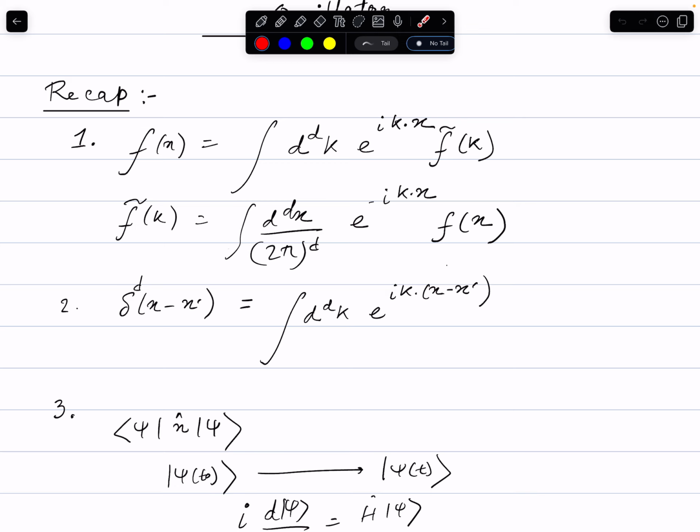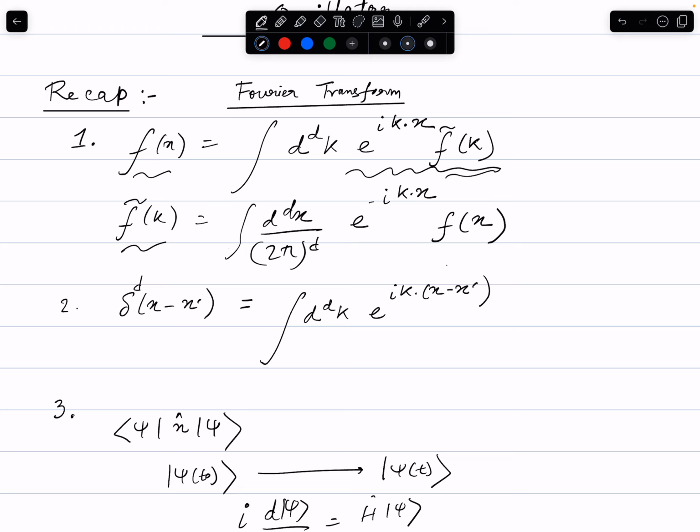So one is simply the Fourier transform. You can write a function of position as a function of k, and similarly you can reverse. So this is the Fourier transform formula. Any function f of x can be decomposed into these e to the power ik dot x modes weighted by some function f tilde of k, and any function f tilde of k can be written as a linear combination of functions of x.